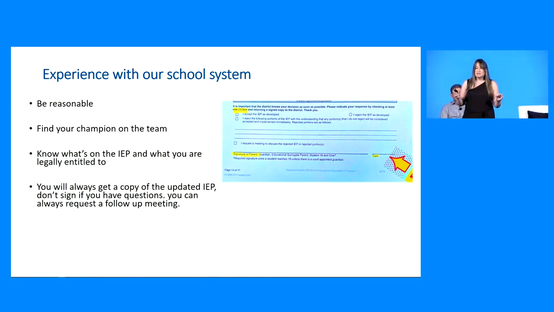And then you always get a copy of the updated IEP. Don't sign it if you don't like it. It's okay. You don't have to accept it. You can say, listen, I don't understand this. I don't agree with this. Can we meet again and go over it? The old IEP will remain in place, right, until you sign it and it goes through. So I think it's always important where that says sign here, don't do it. Just wait and see how things go.